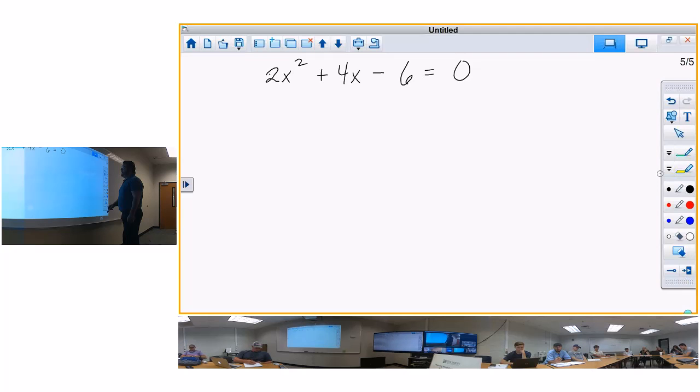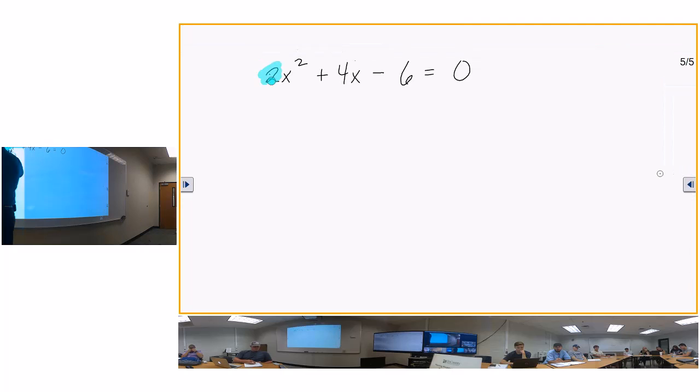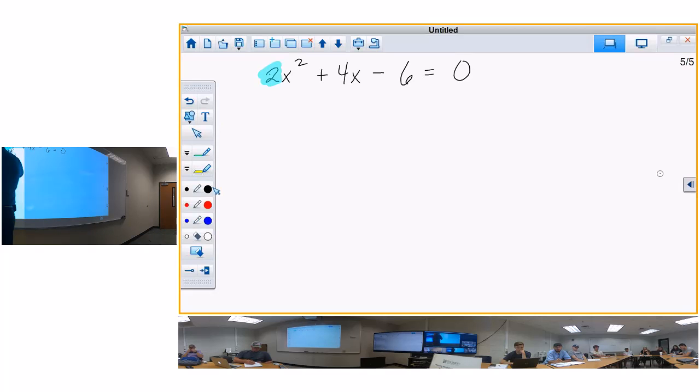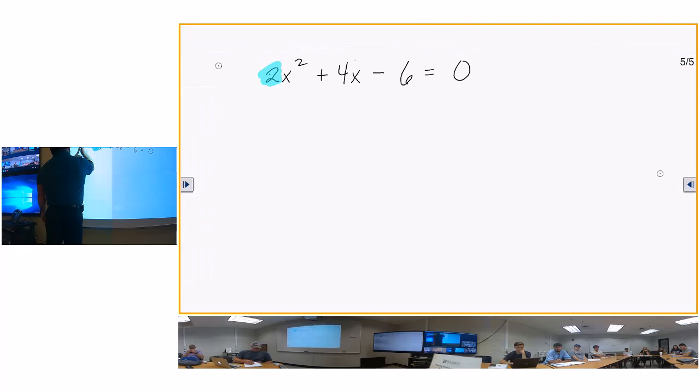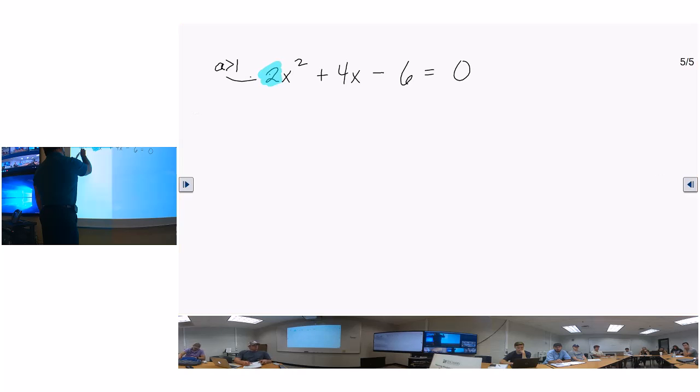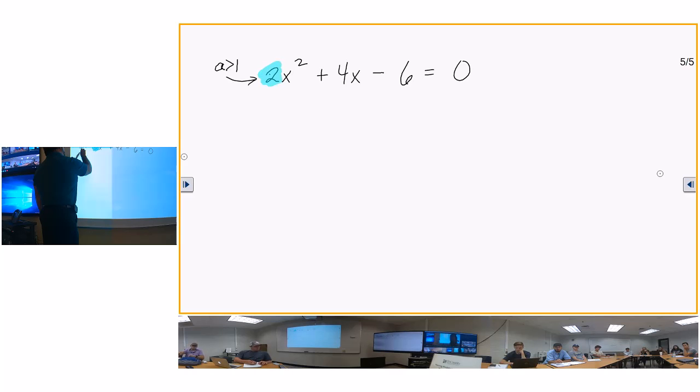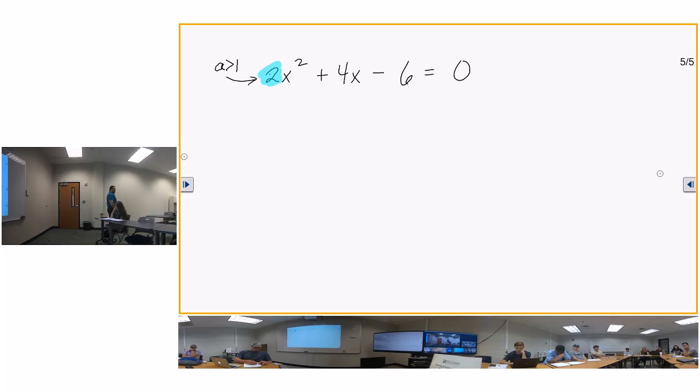So let's highlight this and say A is greater than 1. If you have A is greater than 1, then you're going to have to do something a little bit different. Yes, you could factor out a 2, but I wouldn't do that right now. I would move C first. Okay? Move C first. Go ahead and do that.